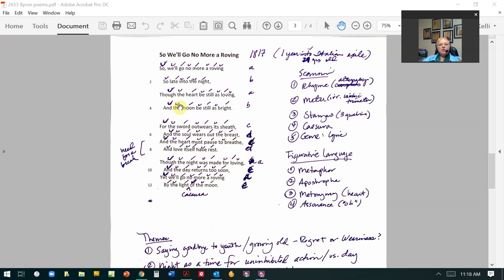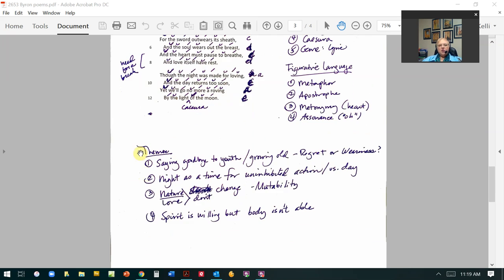It's at the beginning up here. "Though the heart be still as loving and the moon be still as bright." So this is love and nature. They're the same. They've not changed here. Mutability is a quality of changing, right? So you think of mutation, right? He says, but humans are mutable. Humans change, right? Physically, right? And maybe mentally, though emotionally we can still be the same in terms of how we love, right? And so I think that's another aspect here.